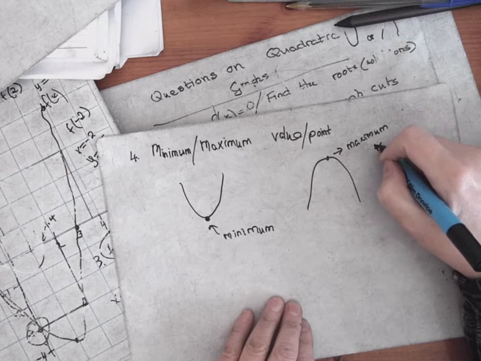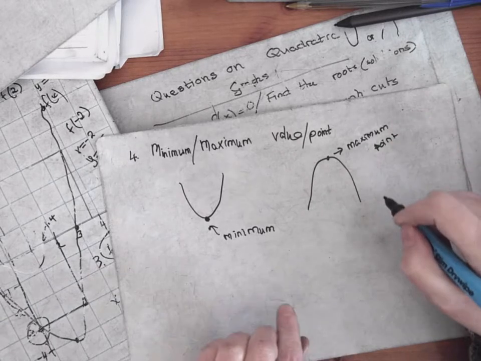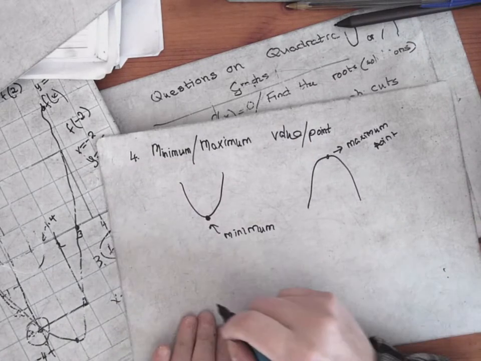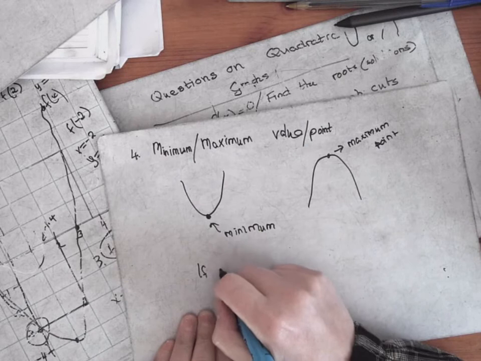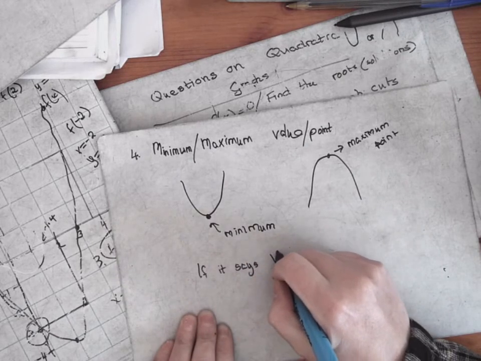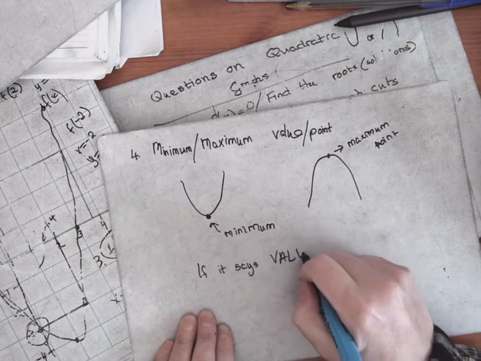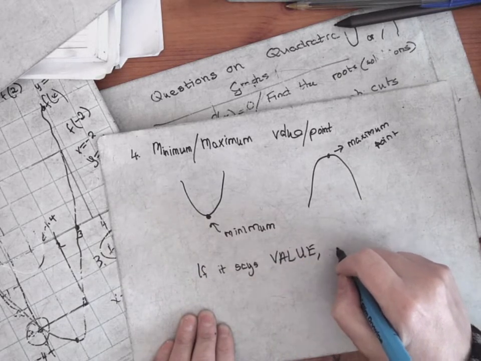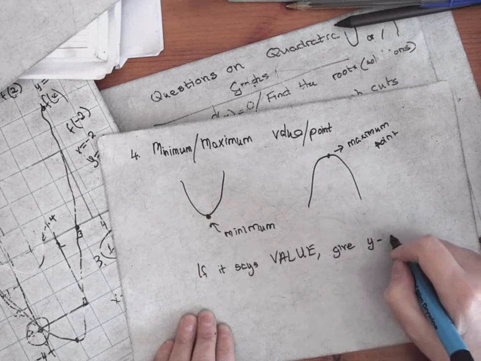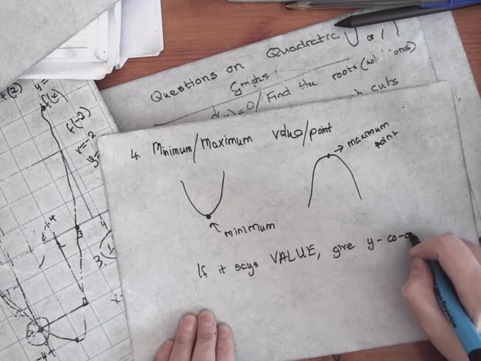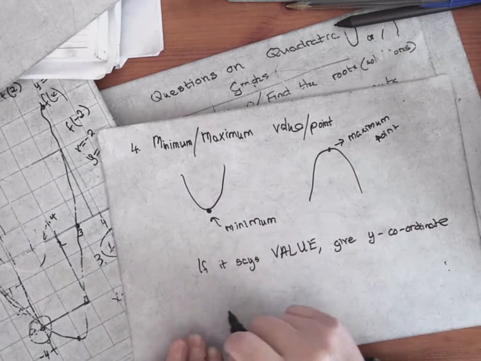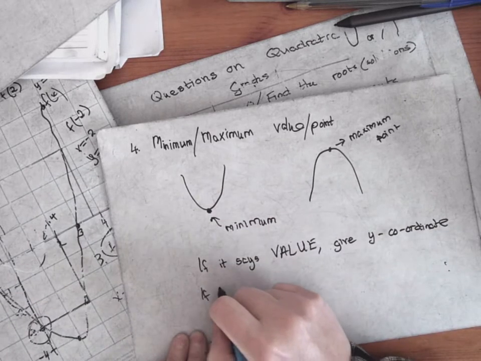Miss, what does it say there? Next to point, point. Value, sorry, value. Okay, thanks. Right? So, if it says value, you give the y coordinate, okay? We'll see in the example now what I mean by that. If it says value, you give the y coordinate, and if it says point, you give the point, obviously.